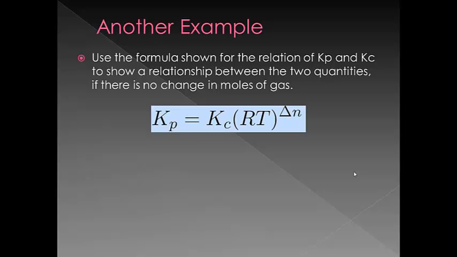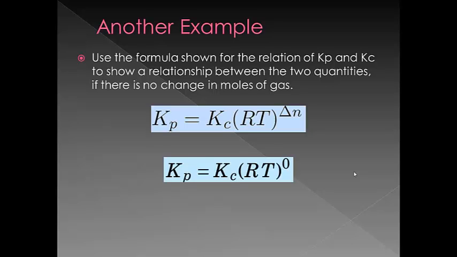Well, if we would have, say, 2 on one side and 2 on the other, our delta n would be 0. 3 on one, 3 on the other, delta n would equal 0. So no matter what we have, as long as they're the same on both sides, delta n equals 0. RT raised to the 0th power would simply be 1. And therefore, Kp is equal to Kc if the moles of gas on each side are equal. So this is a useful thing to keep in mind to save yourself some time if you notice that the moles of gas on each side are equal.